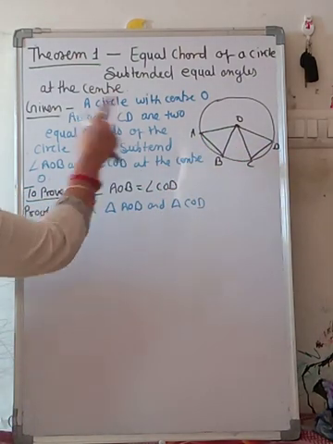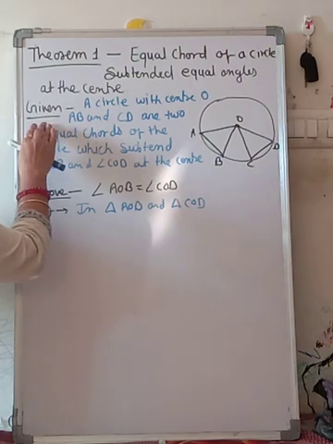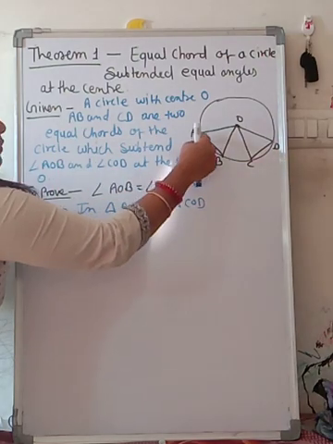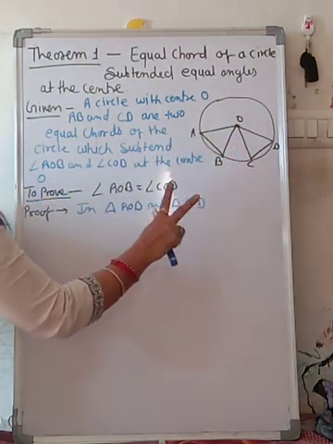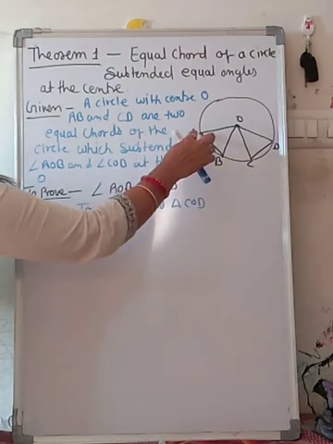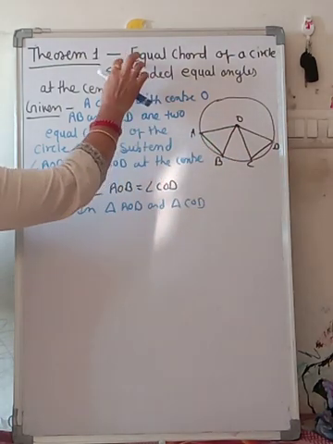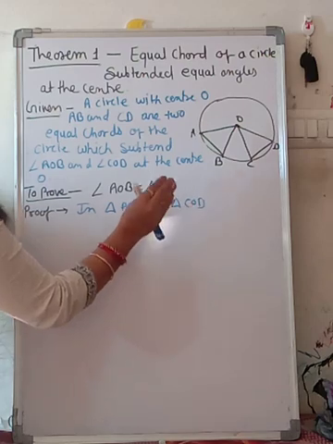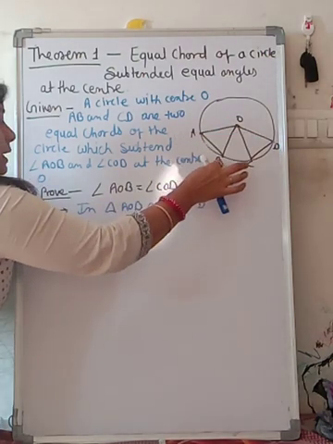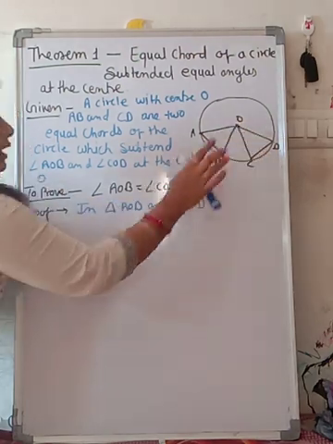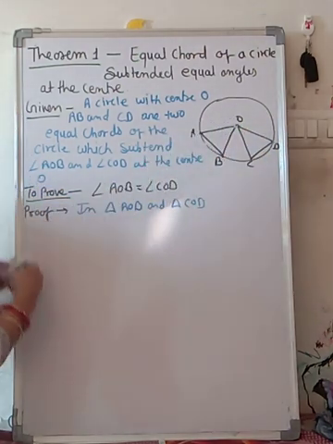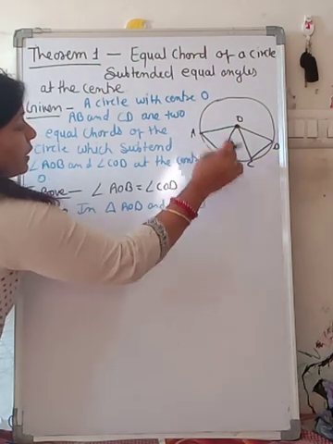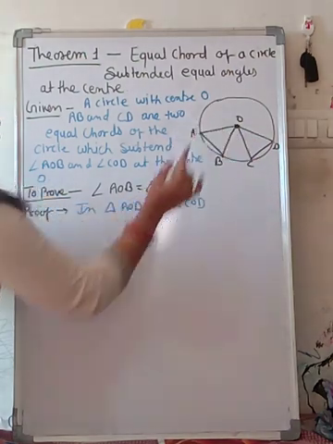Now write down the given. The given is a circle with center O, and AB and CD are two equal chords of the circle, because the two chords are already given as equal. These equal chords subtend the angle AOB and the angle COD at the center point O.